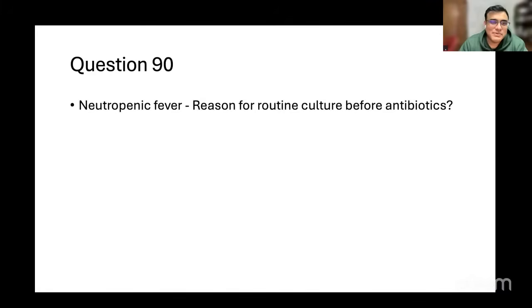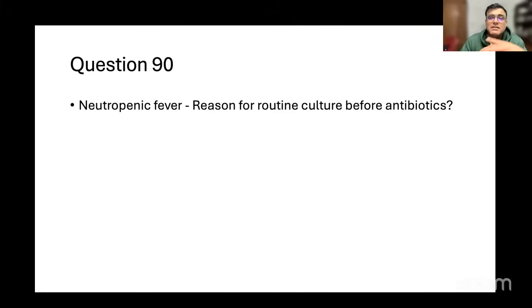So, neutropenic fever, reason for routine cultures before antibiotics: it can help you narrow your spectrum. The whole sole point of culture is that it helps you identify the pathogen. Once you identify the pathogen, from broad spectrum you can go to narrow spectrum. Broad spectrum has problems because it will give rise to resistance.